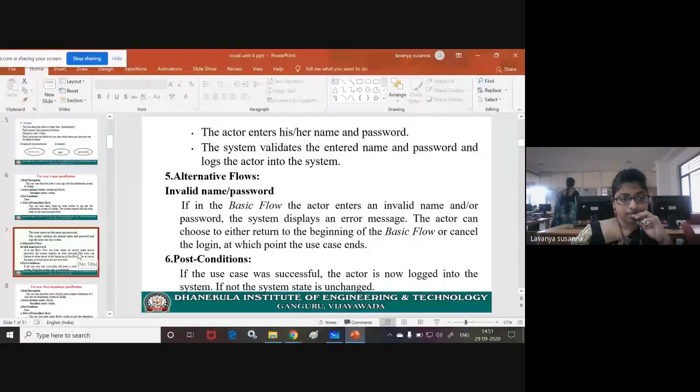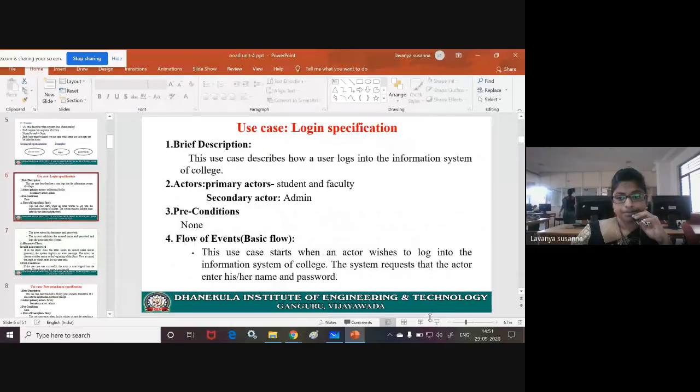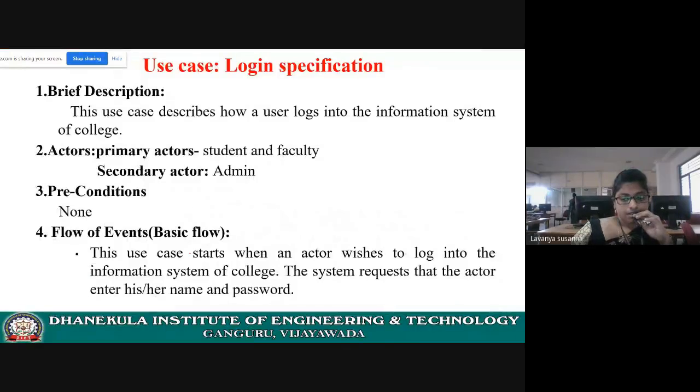Okay, I hope you understood. These are the specifications. I hope you understood, students. Is it clear? Any doubt, students? Is it clear for you? Is my explanation clear? Any doubts? Shall I continue?